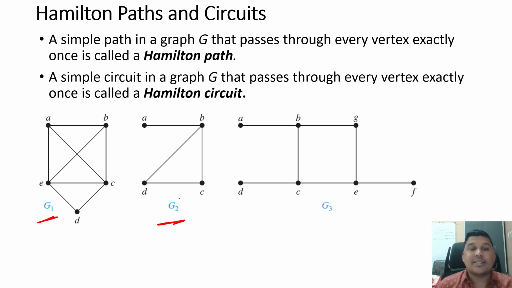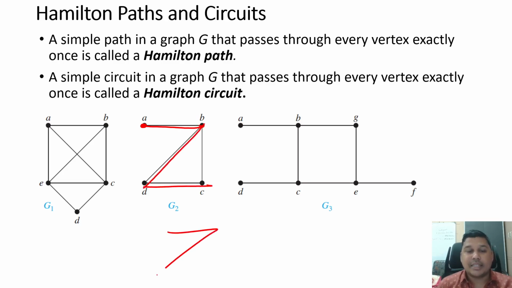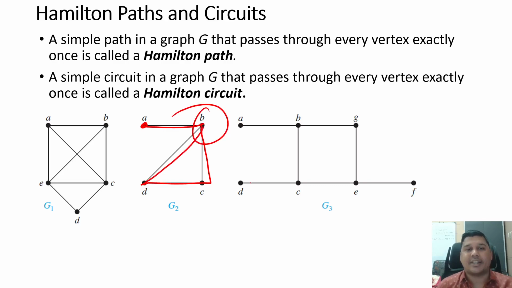Let's see G2. How many paths are there here in G2? There are so many paths. I am talking about Hamiltonian paths. From A I can go to B, I can come to D, I can go to C. See this Z shape. With that I covered all the vertices. That is the Hamiltonian path. But is there any circuit here? From A I am starting, going to B, going to C, again to D. If I come back, I am repeating a vertex. I should not repeat a vertex to come back to A. So G2 has only a Hamiltonian path but not a circuit. It has no Hamiltonian circuit.